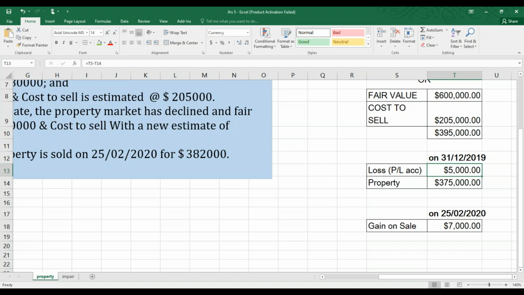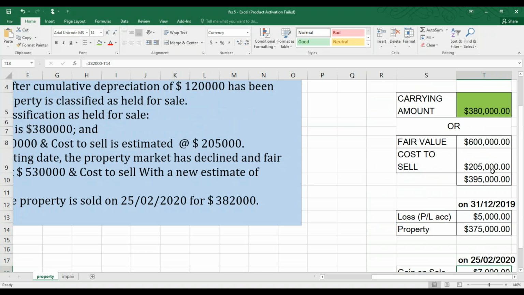When I am classifying this asset as held for sale, I am going to measure it at the lower of either the carrying amount or my fair value less the cost to sell. Here, my carrying amount that is showing in the statements is actually $2,55,000, and the fair value less cost to sell is $2,50,000. So I am going to write down 5,000 on classification as held for sale, and the property will be carried at 2,50,000. I'll show this calculation here.